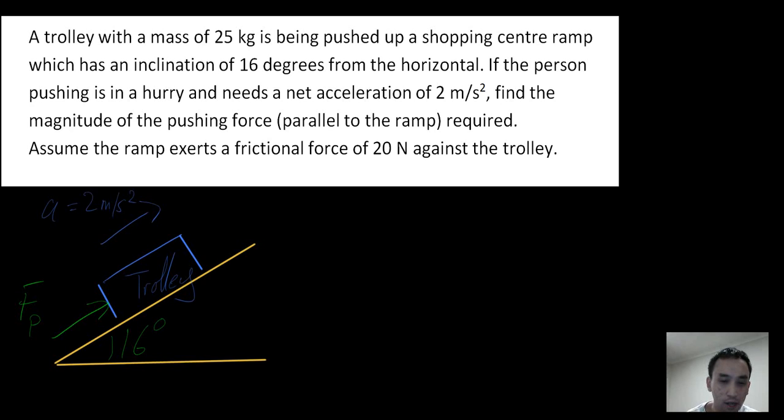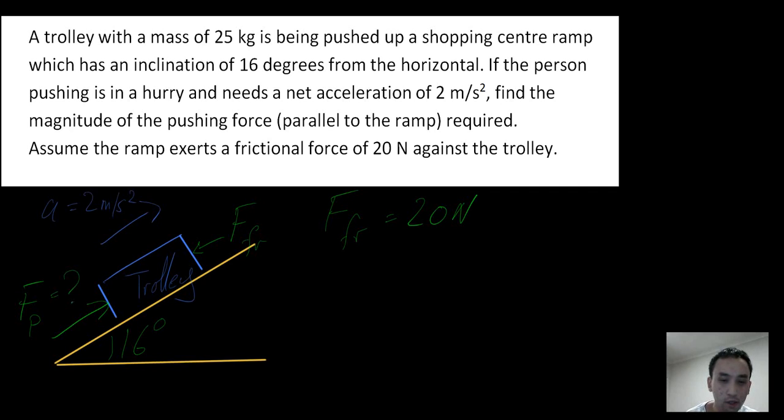Now, since I drew this arrow into the trolley, I'm going to just draw my small frictional force here going in the opposite direction of motion. So if the trolley is moving upward, then my frictional force here should be going in the opposite direction. So this is 20 newtons. We don't know what the pushing force is. That is our objective.